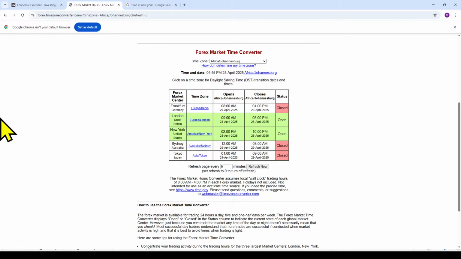London session starts at 9 a.m., ends at 5 p.m. New York starts at 2 p.m., ends at 10 p.m. Tokyo starts at 1 a.m., ends at 9 a.m. Good. We are good, right?